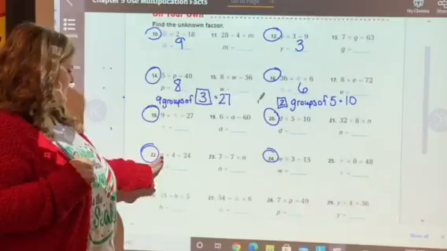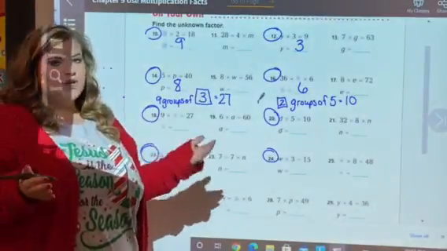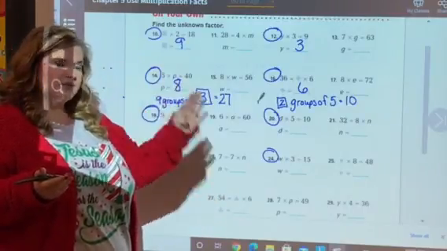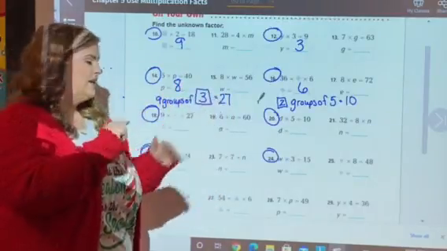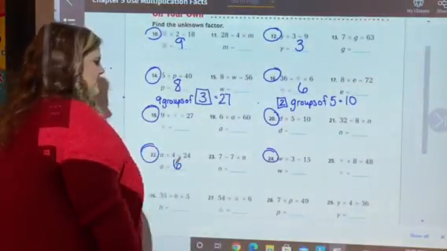On number 22, it says blank times 4 is 24. Okay, if you don't know, you got to count it by 4s, okay? 4, 8, 12, 16, 20, and 24. There are 6 groups of 4 to get to 24.